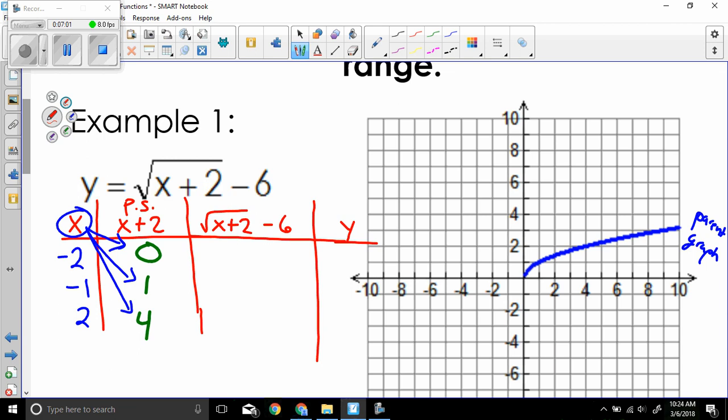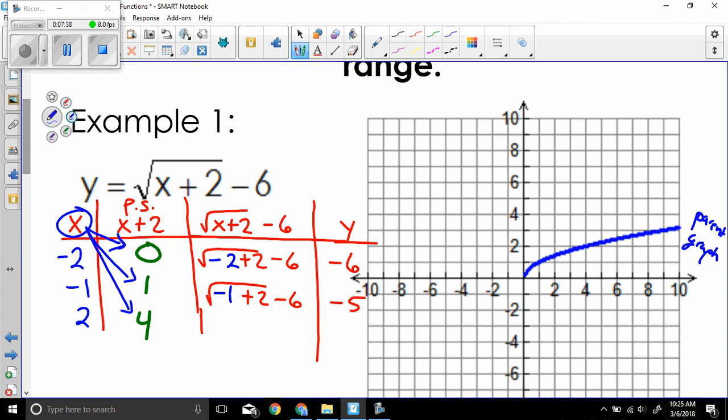So square root of x plus 2, minus 6. Don't forget, my x value is this blue thing way over here. So I have negative 2 plus 2, the square root of that, minus 6. Well, negative 2 plus 2 is 0. Square root of 0 is 0. Minus 6 is negative 6. Okay, well, let's try the next one. This would be negative 1 plus 2, the square root of that, minus 6. Negative 1 plus 2 is 1. Square root of 1 is 1. Minus 6 is negative 5.